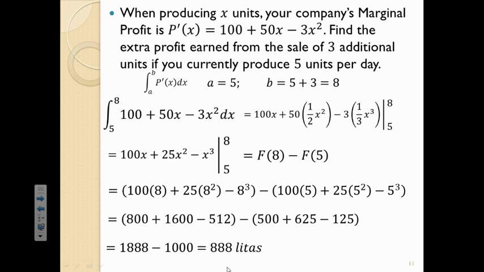Now some students prefer to do this a little bit more the algebraic way, which would be to say this is going to be 800 plus 1600 minus 512 minus 500. Now remember, once this minus gets distributed to each number inside of here, this becomes minus 500 minus 625 plus 125. So if you do it that way, don't forget that's what you need to do. Or if you simply add it up, then it becomes a little bit easier to see. Either way is correct.